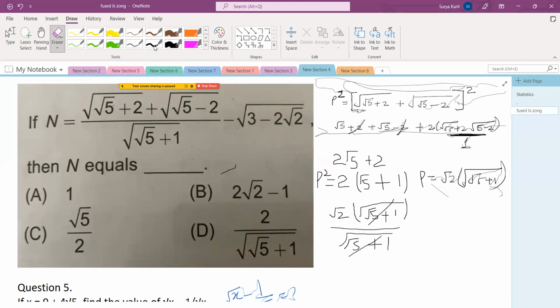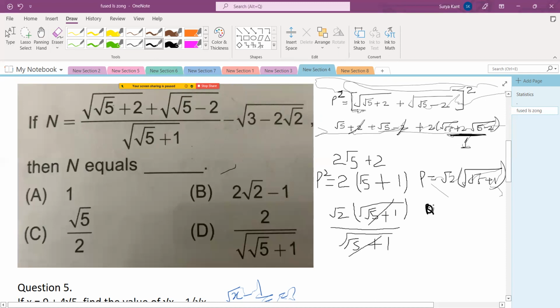Nihar, what can we say for B square? Sir, root 2 minus 1. Root 2 minus 1, how? Root 2 square is 2, 1 square is 1, so added we get 3. And minus 2 into root 2 into 1, so minus 2 root 2 only we will get.